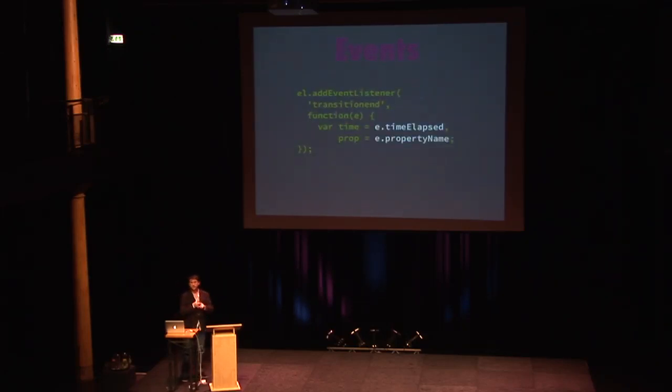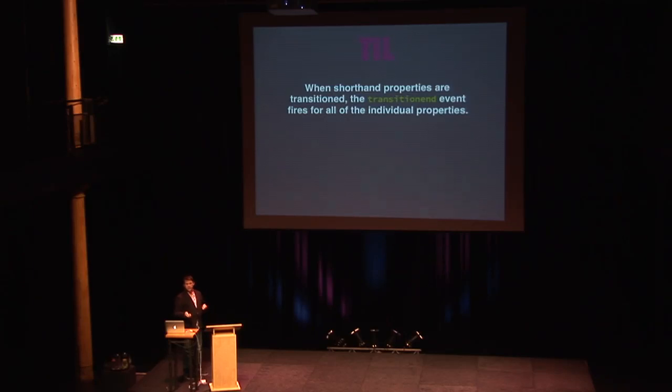Time elapsed will tell you the exact time of the transition. You've already specified that yourself, so that may not be that useful, but it'll tell you anyway. And it'll tell you the name of the property that was transitioned. When you transition shorthand properties, such as padding, the transition end event fires for all of the individual properties. So it will fire padding left, padding right, padding top, padding bottom.